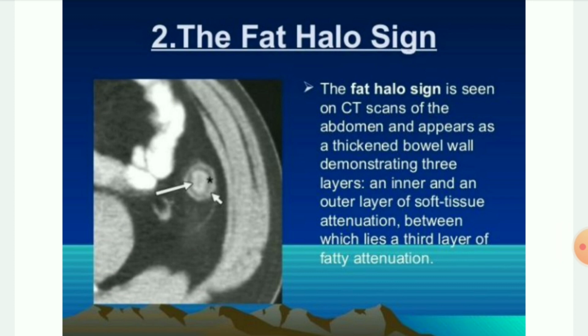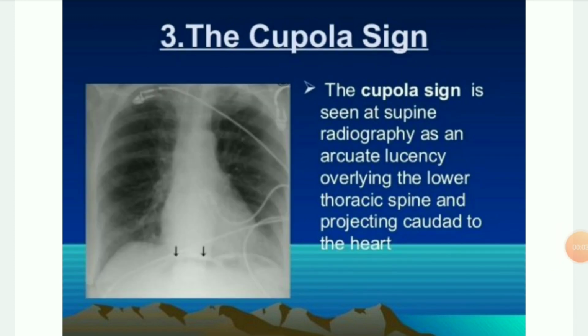Next sign is the fat halo sign. The fat halo sign is seen on CT scans of the abdomen and appears as a thickened bowel wall demonstrating three layers, an inner layer, an outer layer of soft tissue attenuation, between which lies a third layer of fatty attenuation.